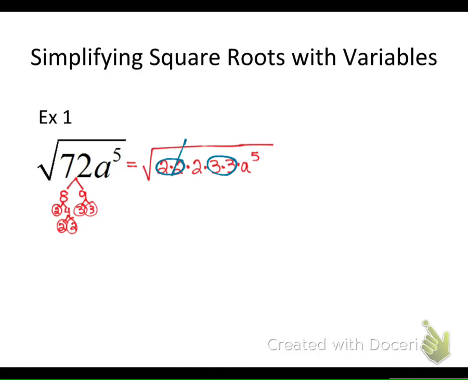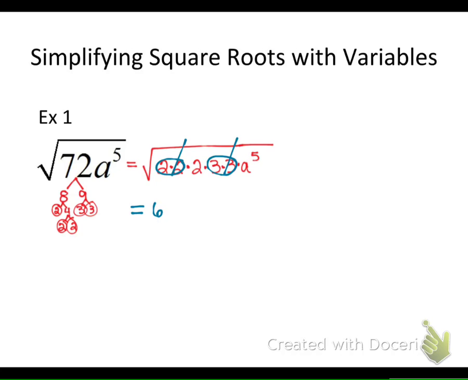My pairs will cancel with the square root sign, and they move to the outside. So what am I moving to the outside here? Okay. And what else is canceling? What else did I circle? The 3. So what's 2 times 3?